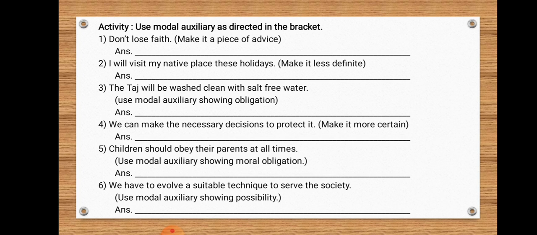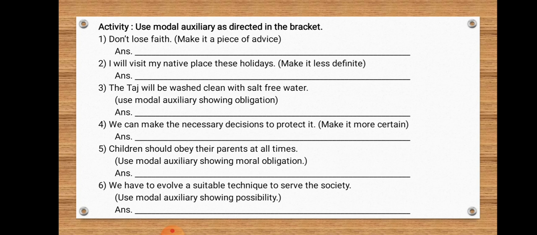"I will visit my native place these holidays." Make it less definite. Will suggests certainty or definiteness and may suggests less definite. So "I will visit my native place these holidays" will be "I may visit my native place these holidays." So may is used for less definite.